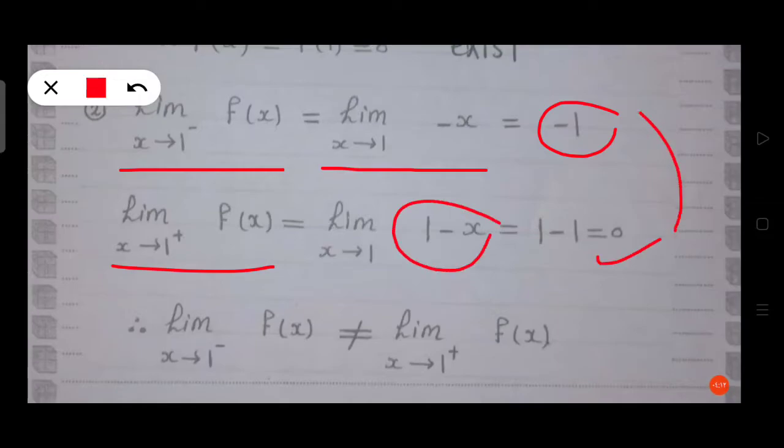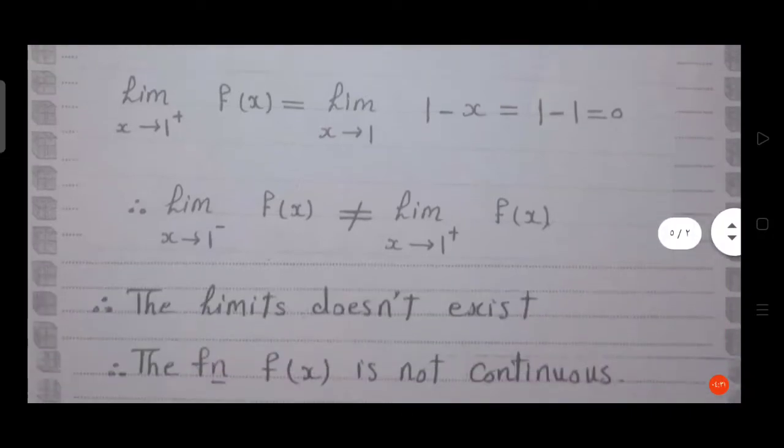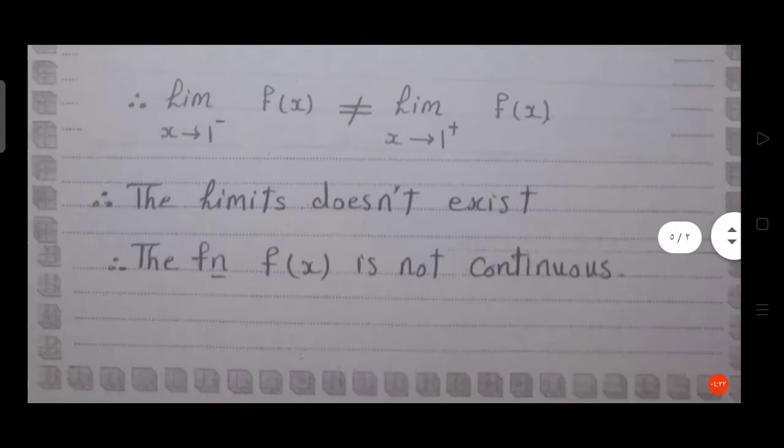We notice that the value of the right limit and the value of the left limit are not equal. So the limit of f of x doesn't exist. The first condition is satisfied, the second condition isn't satisfied. So we can say that the function f of x is not continuous.